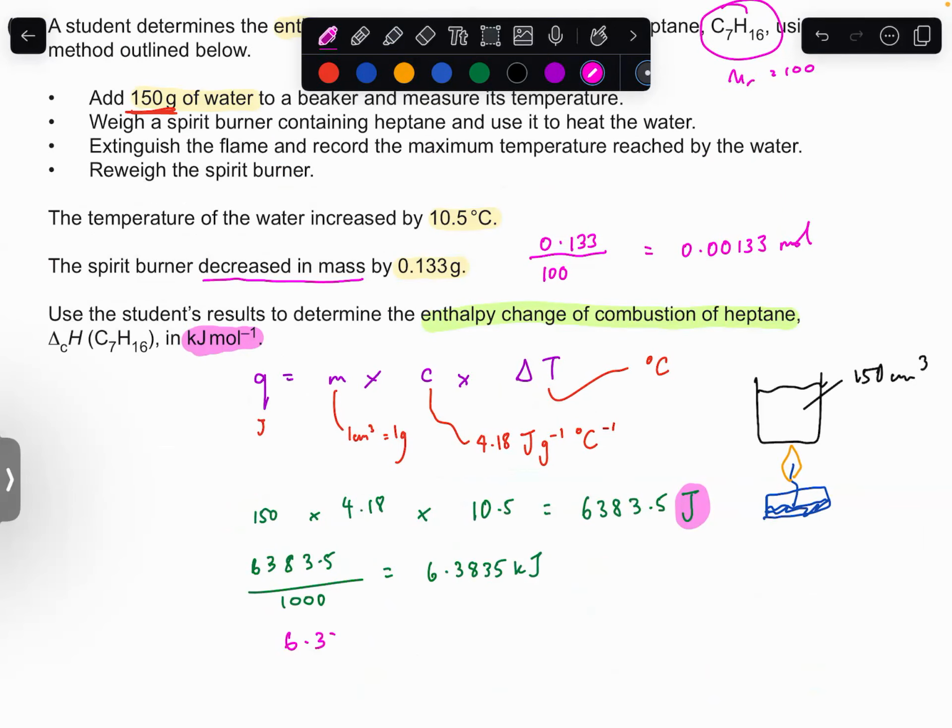So all we do for the last step, 6.3835 divided by 0.00133 is equal to... One moment. 150 times 4.18 multiplied by 10.5. Oh, I wrote this the wrong way around. Excuse me.